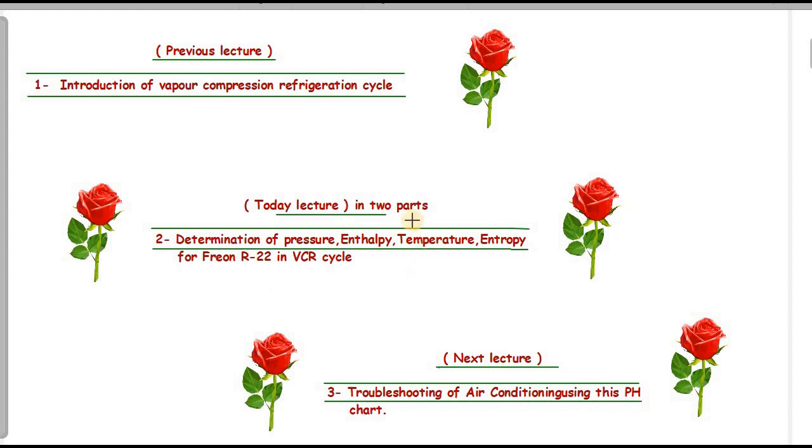And this is our lecture today. We will define this lecture in two parts. In part number 1, we will determine the pressure and enthalpy values for Freon 22 in VCR cycle. And in the second part, we will determine the temperature and entropy values for Freon 22 in VCR cycle. And this is our upcoming next lecture, in which we will define the troubleshooting of air conditioning using the pH chart. Okay, let's move to our lecture today.